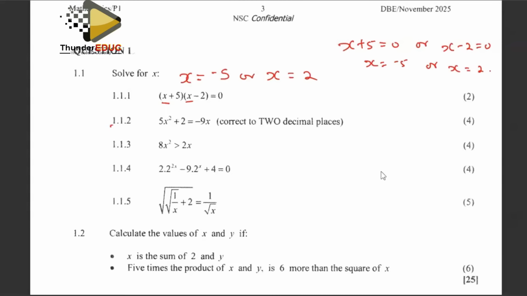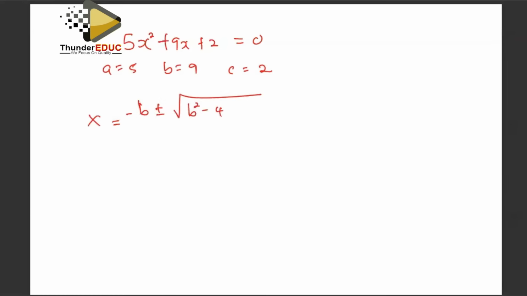All right, then 1.1.2. We have 5x squared plus 2 is equal to negative 9x. Correct to 2 decimal places. So we know the basics that we have to use the quadratic formula. But before we get to the quadratic formula, we have to first of all create a standard equation. So that's going to be 5x squared plus 9x plus 2 is equal to 0. And then our a is 5, our b is 9, our c is 2. So x should be negative b plus or minus the square root of b squared minus 4ac, everything over twice a.